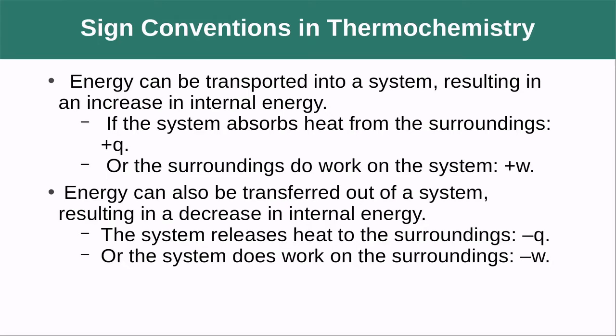So we have a sign convention that we need to follow. Energy can be transported into the system, resulting in an increase in internal energy. If this is true and the system absorbs heat, we're going to have a positive Q value. And if instead the surroundings do work on the system, then we get a positive work value. Energy can also be transferred out of the system. That system can release heat, or it can do work on the surroundings. Both of those values will be negative.